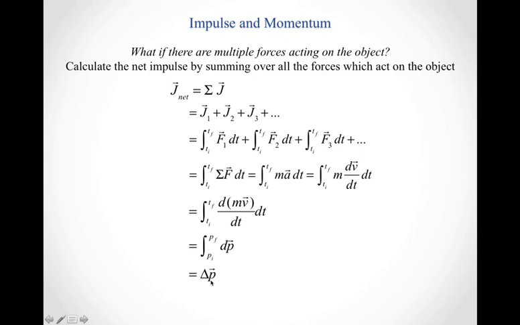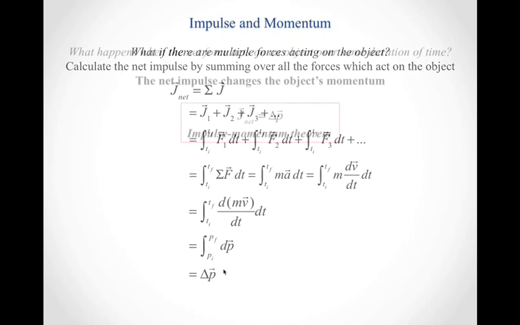So what I see here is that the net impulse is equal to the change in momentum. And so we talked about how impulse and momentum are very intimately related, and here in some sense is the fundamental relationship telling us that if you calculate out the net impulse acting on your object, it's going to be equal to the change in momentum of your object.